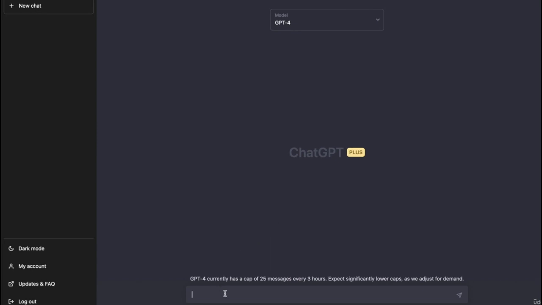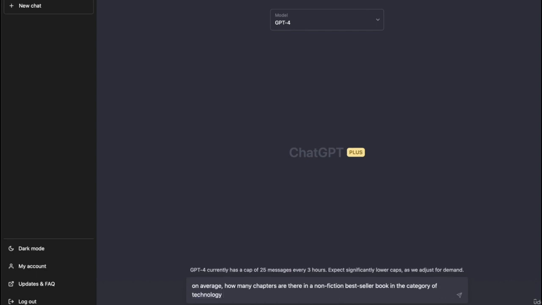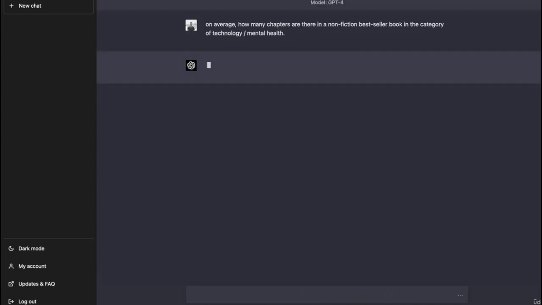So first of all, I'm going to ask it. Actually, I don't even know what the structure of the book should be. I'm not an author, so let's find out. On average, how many chapters are there in a non-fiction bestseller book in the category of technology / mental health? Two very different categories, but let's see what it tells us.